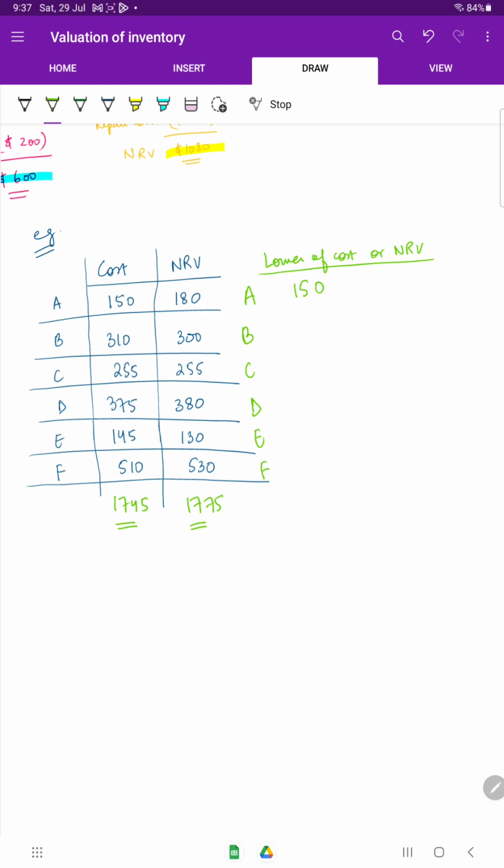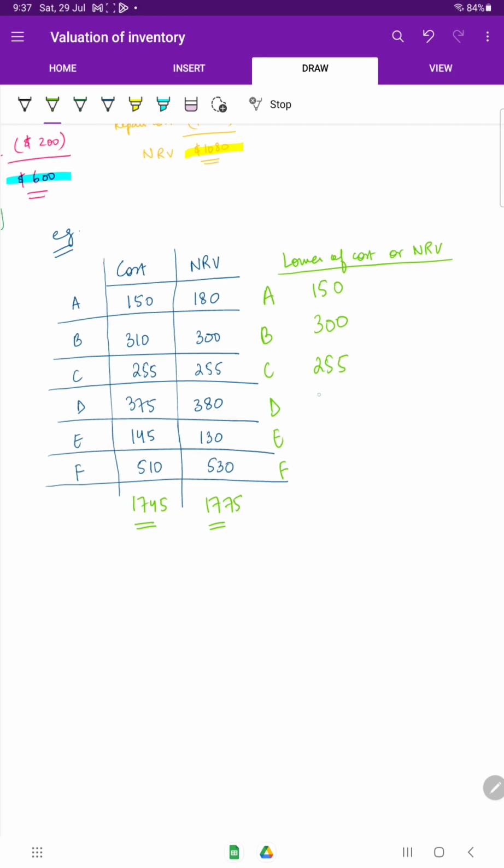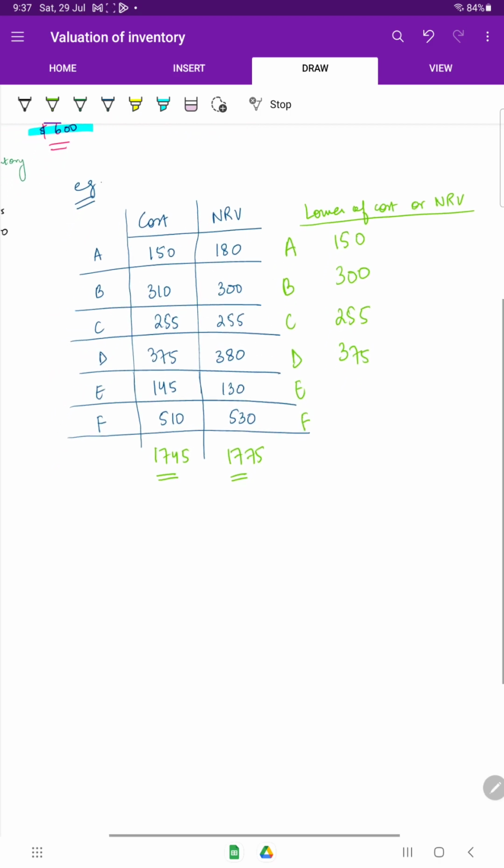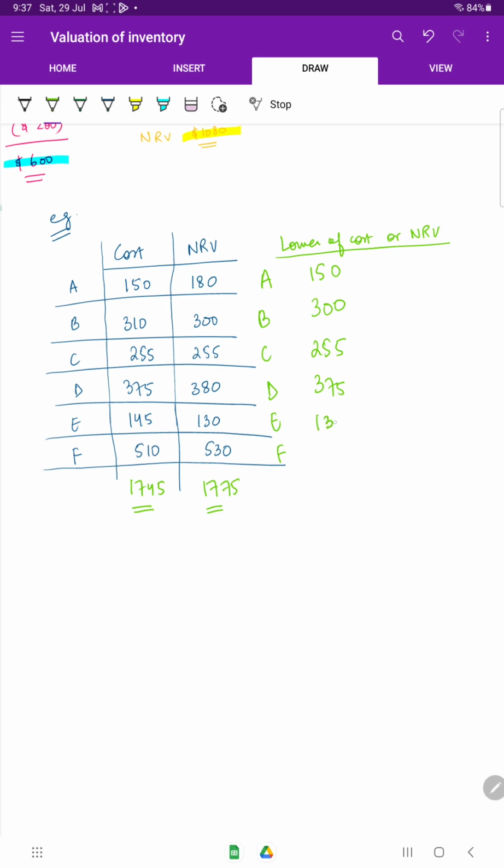for 150, for part B you will go for 300, C remains the same. For part D you will choose 375, for cost E you will go for 130, and for F you will go for 510. I chose the lower value out of cost and net realizable value, and then I am calculating my value of inventory. Just give it a total.